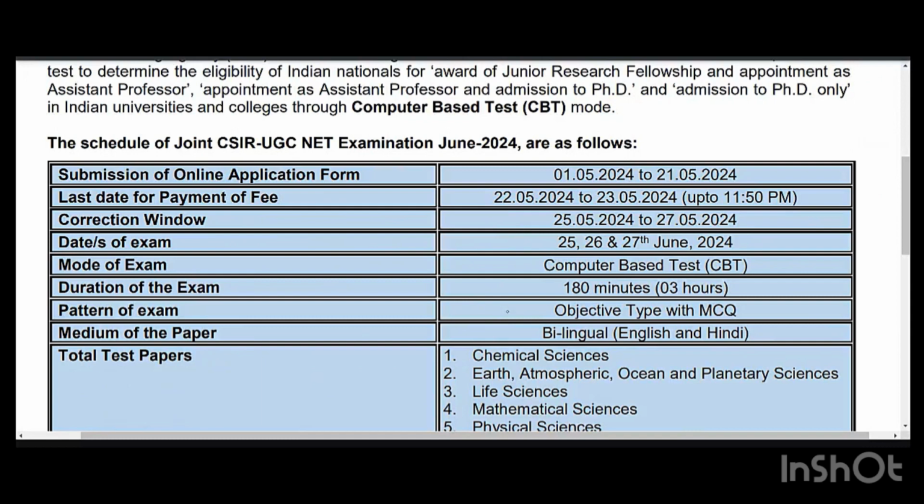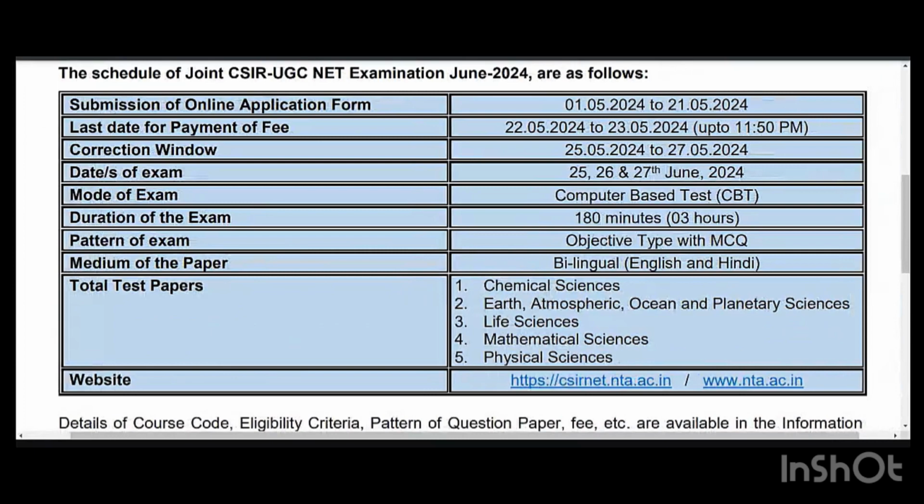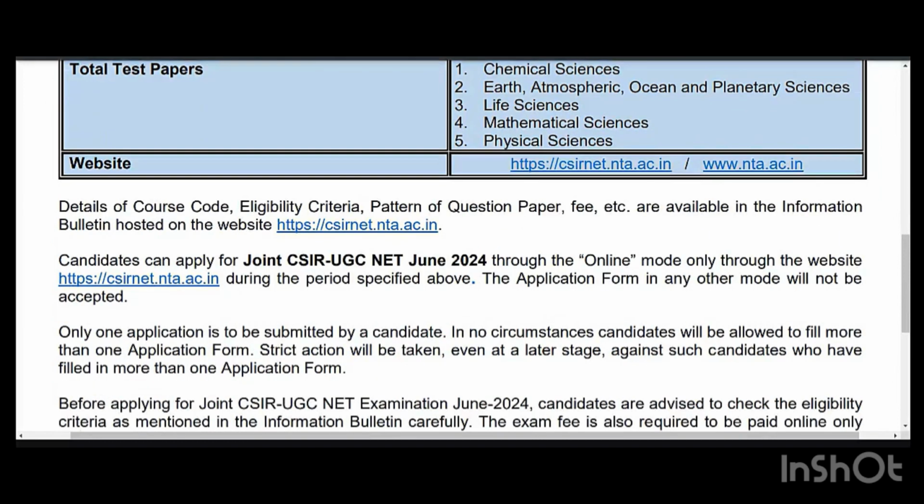Then you have the duration of 180 minutes, usual, normal. The pattern of examination is an objective type paper with MCQs, the normal form that we have. Medium of paper will be bilingual, like the previous trends. The total test will be in five different subjects. We are all focusing on our life sciences, so just focus on that. The entire detail is on the website as well, but more or less there is no very new or unique change. Whatever was supposed to be told is there in this particular public notice itself.